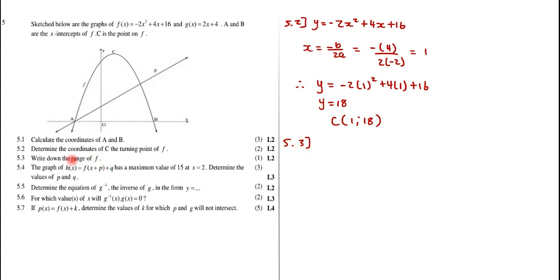5.3 says we need to write down the range of f. When you're writing the range of a parabola, it is very important that you look at the value of a from the standard form, and also the y coordinate of the turning point. Here, because a is negative, our graph has a sad face shape, and not only that, it also has a maximum. So if we want to write a range for when a is less than 0, you always say y is less than or equal to the y coordinate of the turning point.